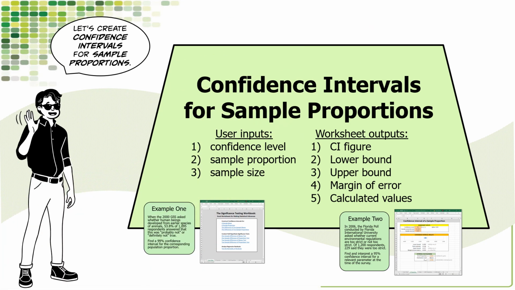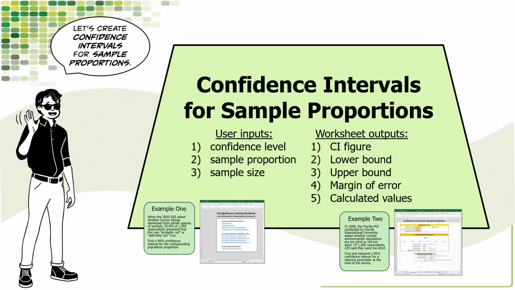I'm going to show you how to use the Excel Companion's significance testing workbook to generate confidence intervals for sample proportions. I'm assuming you already understand a few essential concepts. First, I'm assuming that you know how to use proportions to describe nominal and ordinal level variables. Second, I'm assuming that you understand the foundations of inferential statistics, especially the concept of confidence intervals.